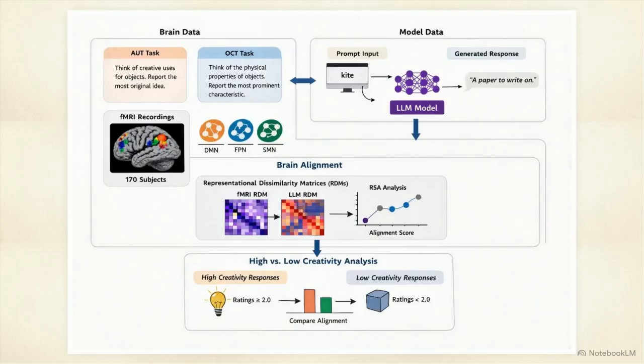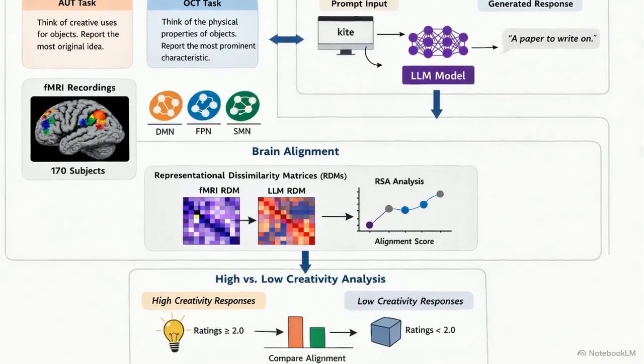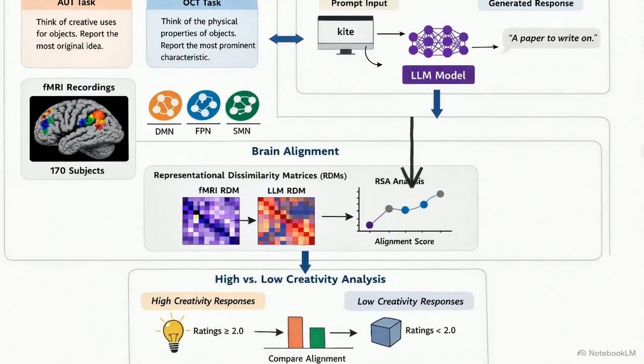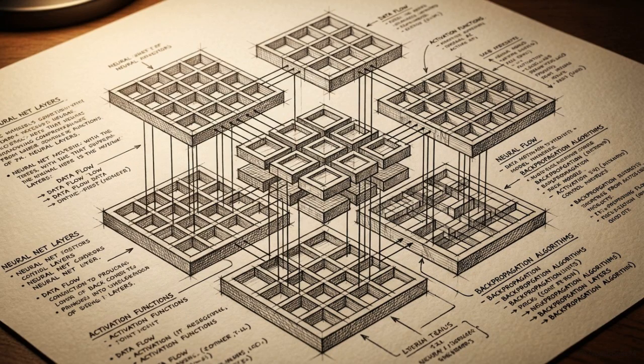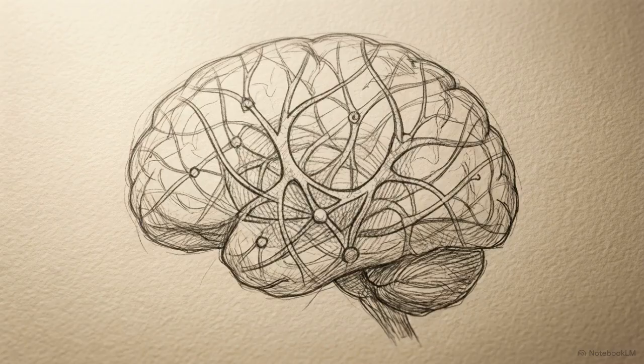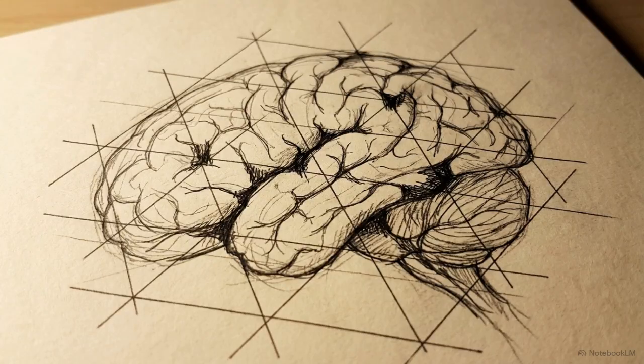This diagram outlines the experimental pipeline. By comparing fMRI recordings against the hidden processing layers of various language models, the study used representational similarity analysis to quantify the structural match between human and artificial cognition. This method allows us to map an artificial model's internal architecture directly against the physical networks of the human brain to see how closely their processing styles overlap.